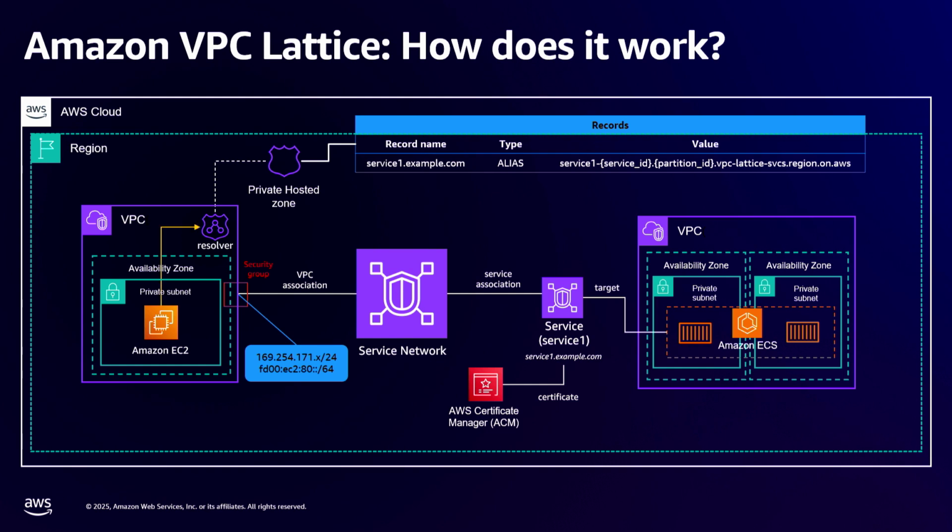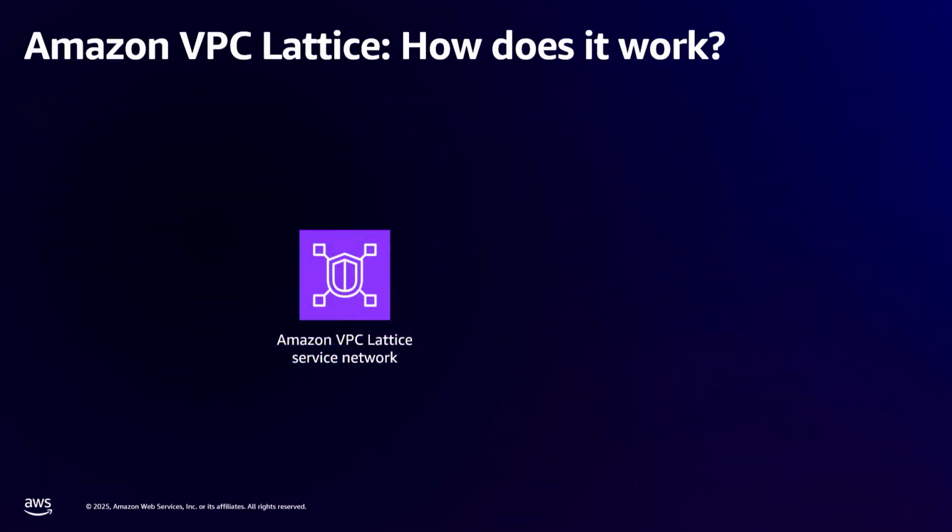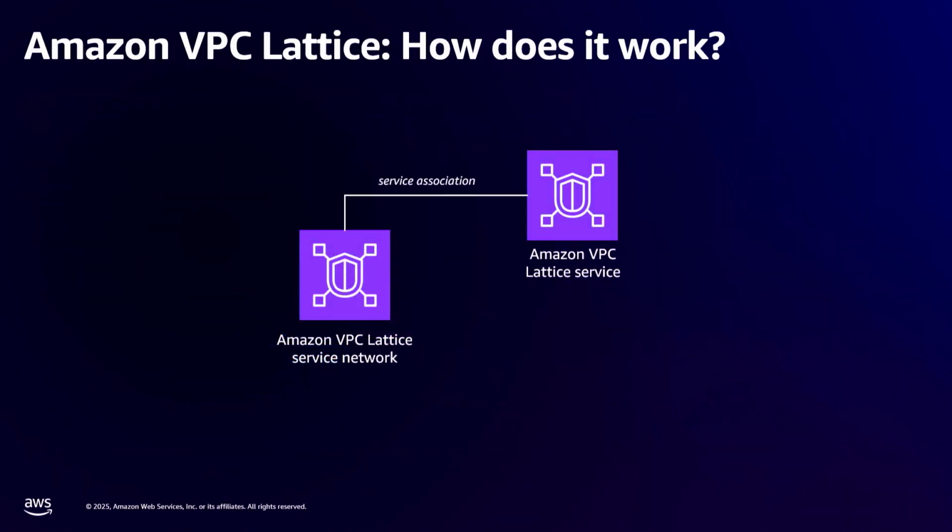And then, when a resource is trying to access a service in VPC Lattice, it's going to do the resolution, and then it's going to access through the service network and end up accessing the service that we are exposing in the VPC Lattice service network. So as a summary, we have the VPC Lattice service network. We have the unit of compute that is the VPC Lattice service, and they're connected through the association.